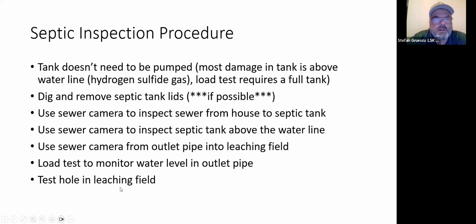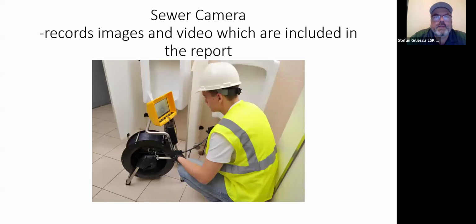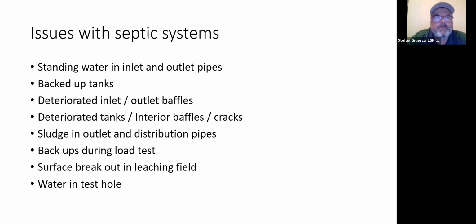And then typically I'll dig what's called a test hole in the leaching field, which is a small hole near one of the pipes or whatever kind of system it is, just to make sure that the liquid or effluent is going down and not coming up. We'll see in a few slides what we don't want to see. So that's the procedure. That's the inspection camera that I use. It records video. It has sound, so you could hear narration or voices, things like that.